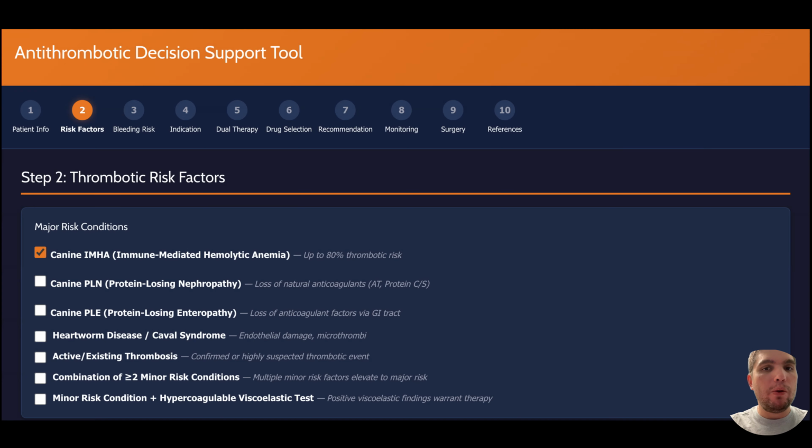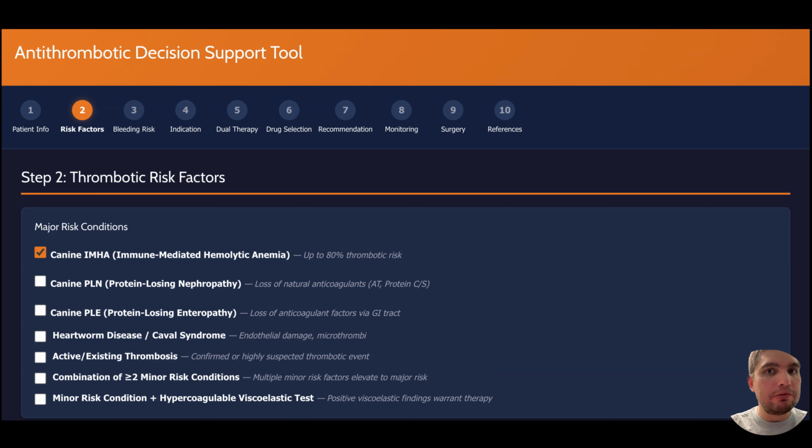With the second step, we're going to assess the risk factors for thrombosis. First, we're going to go over major risk conditions. So this dog was diagnosed with canine IMHA. There was no PLN, PLE, or heartworm disease. We did not have any evidence of thrombosis yet. And we're going to go on to the next field.